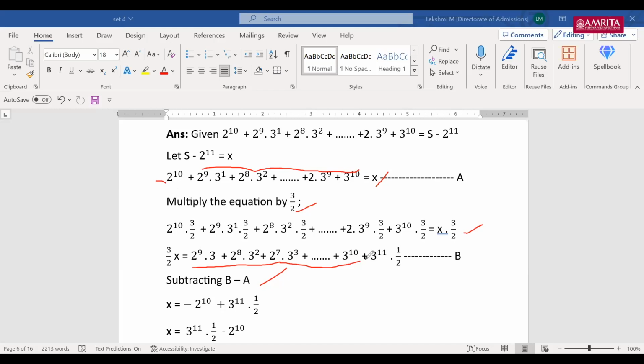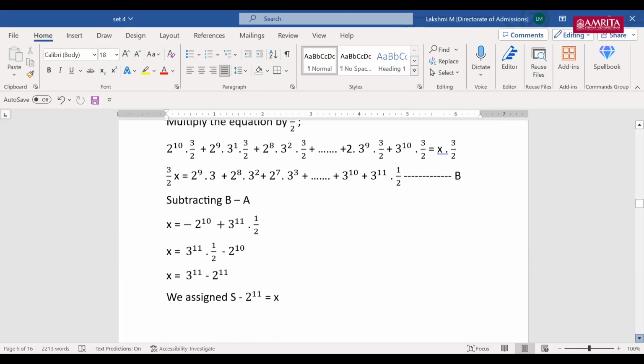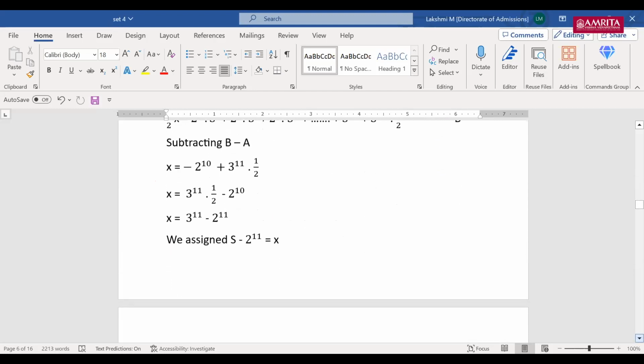And here it will be plus 3 raised to 11 into 1 by 2, equal to 3 by 2 x minus x, which is x by 2. So you have simplified the whole equation into this form. What you need to take care of is that whenever this type of problem comes, you just have to use the same method or strategy. But you need to think which value to assign and what to do.